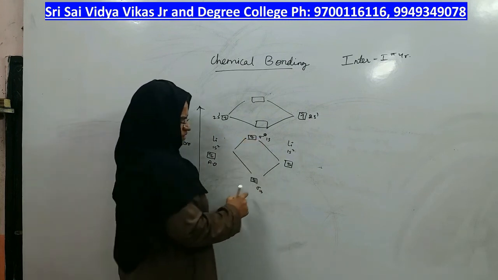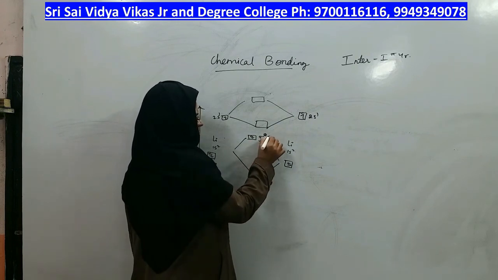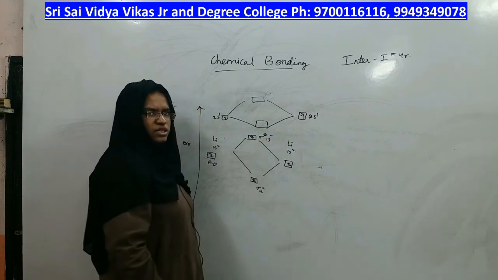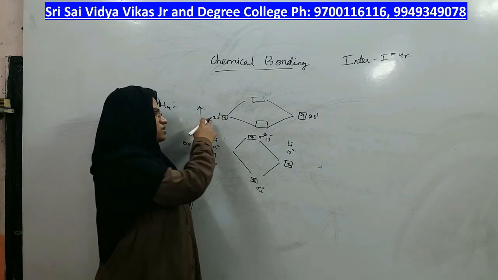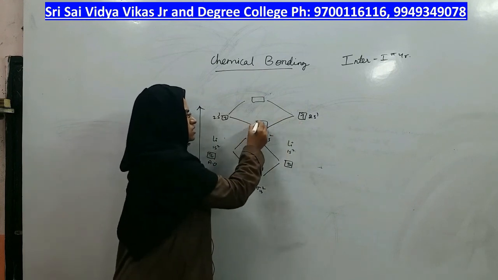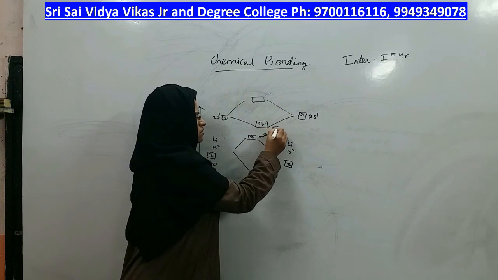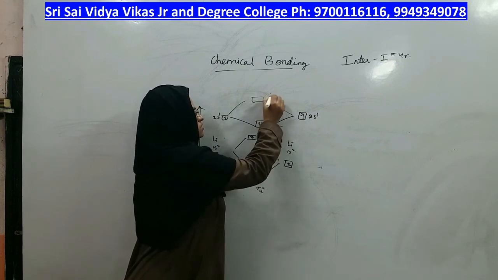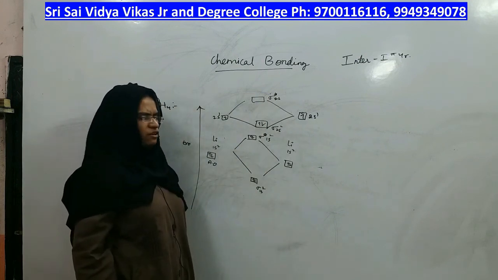Now what is the configuration of this? Sigma 1s2 and sigma star 1s2, right? This is the electronic configuration of the first level. Then after going to the next level, here 1 plus 1, total 2 electrons which come here. So what is the electronic configuration of this? Sigma 2s2, sigma star 2s, there are no electrons, so left vacant, right?